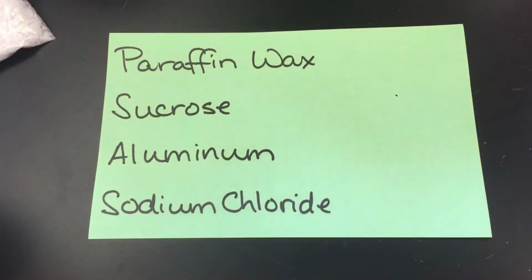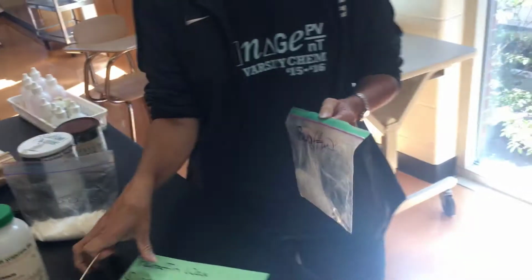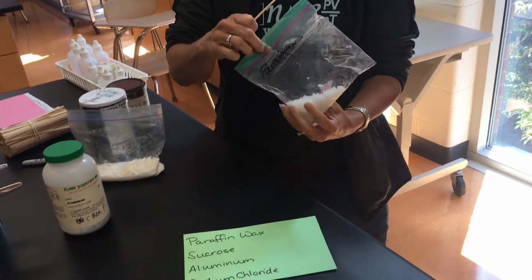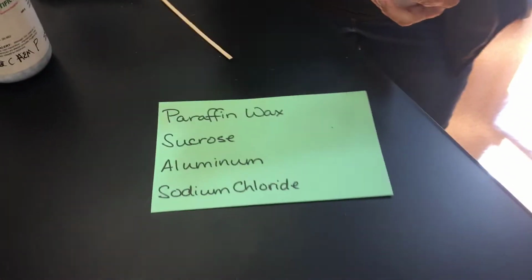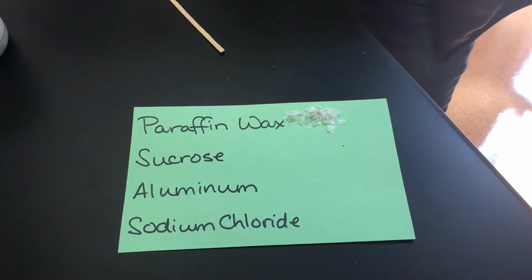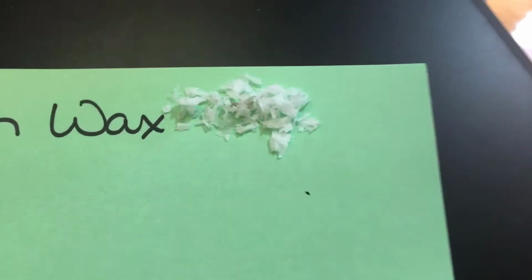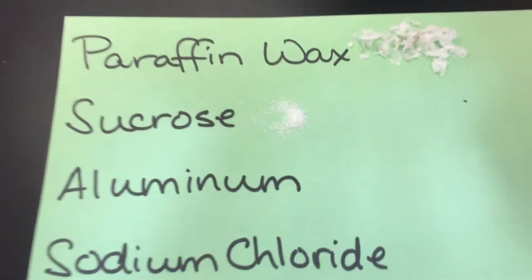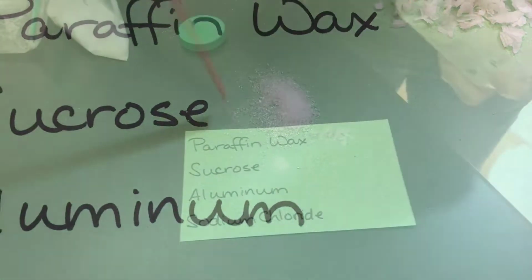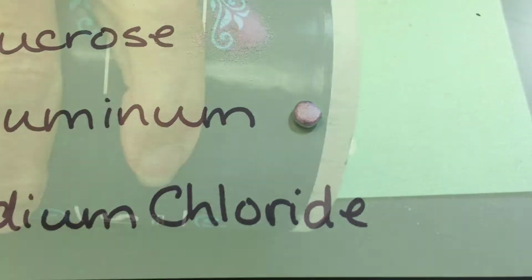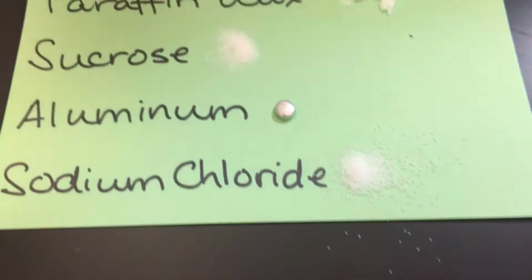And we're going to run a whole series of tests. So starting with color, and I'm going to put a small sample of each of these substances on here so that you can see it. This is paraffin wax, just like candle wax. This is sucrose. This is aluminum. Sodium chloride.